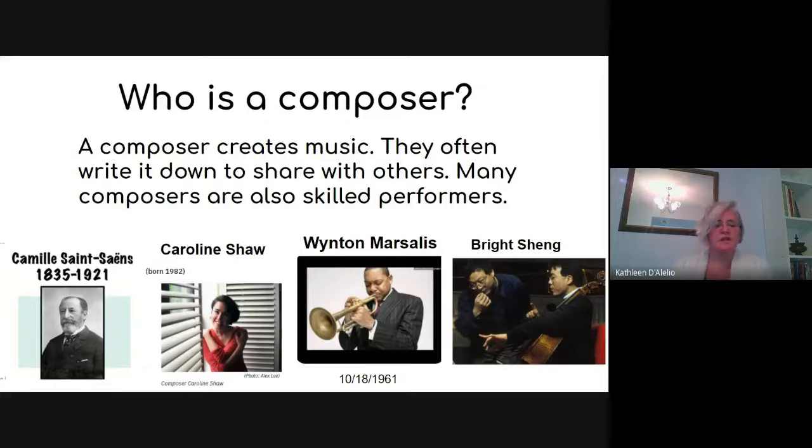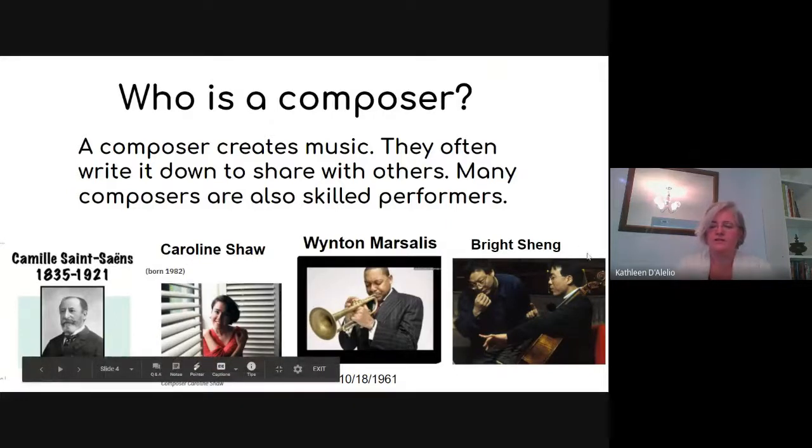Here's some examples. Here's Camille Saint-Saëns, and we've been learning about him in class. He is a composer. He wrote a lot of music. Caroline Shaw was born in 1982 and won a prestigious award for some of the music she wrote for vocal music. Wynton Marsalis is holding a trumpet there. He is a well-known musician, composer, educator, jazz advocate. Wynton Marsalis is a very talented musician. And Mr. Shang on the other end of this slide is out of the University of Michigan. He writes music for orchestra. You see him here talking to a cello player.